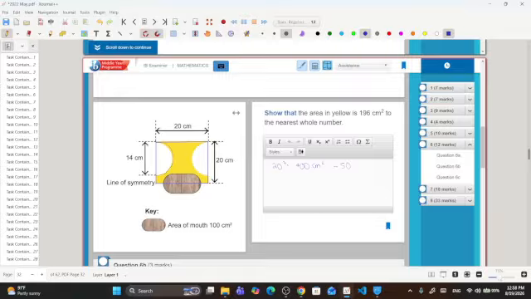What is the formula for the area of a circle? The area of a circle is pi r square. The area of a semicircle is pi r square divided by 2. It's just going to be half of it, right? So the radius is 7, so we get pi multiplied by 7 square over 2.